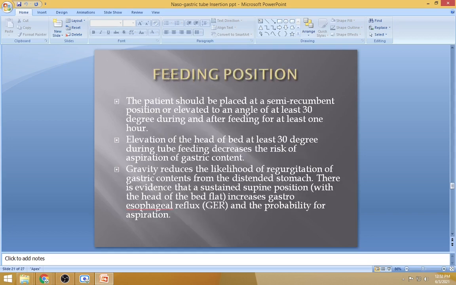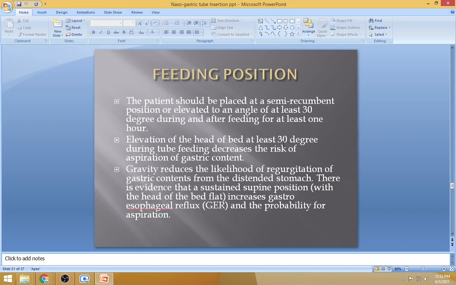Okay. So while positioning the patient for feeding, the patient should be placed in a semi-recumbent position or elevated to an angle of at least 30 degrees. Okay. We should never feed the patient in a flat position. Otherwise, it might lead to aspiration. Okay.